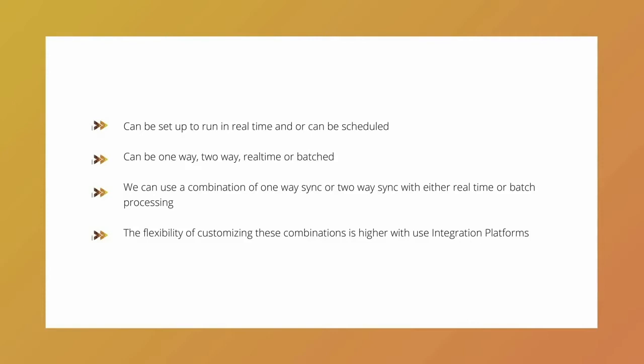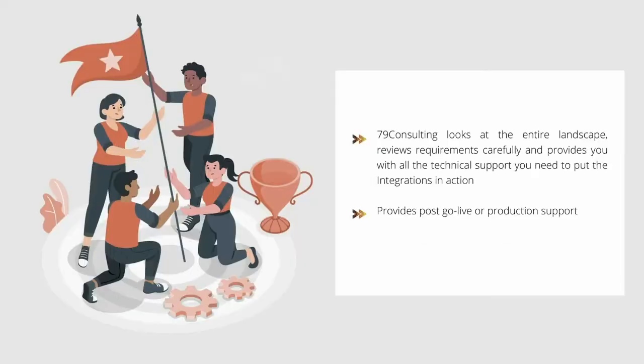Okay, so let's say a business has a complicated set of business rules for integrations, like timing or security of data moving between systems, or even a lot of interdependencies within that suite. How can 79 Consulting help such customers? Yeah, so we find ourselves in such situations all the time.